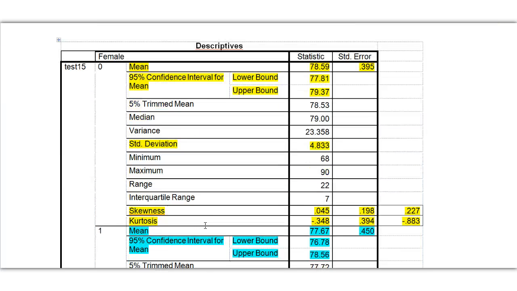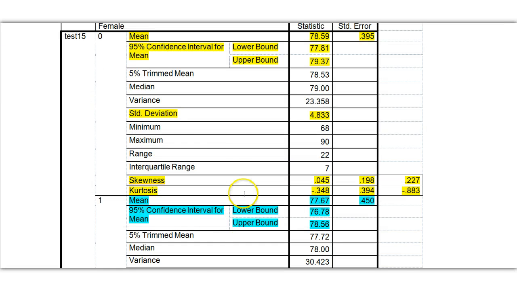So here are my descriptives, and this is the descriptives by gender. Here we have the 0 in the female category, which means male, and so we have our mean, standard error, confidence interval, standard deviation, skewness and kurtosis, and of course the other descriptives. But we take our skewness divided by the standard error of skewness, which gives us our test statistic for skewness. Then we have kurtosis divided by the standard error for kurtosis, which gives us our standardized kurtosis, the test statistic for kurtosis.